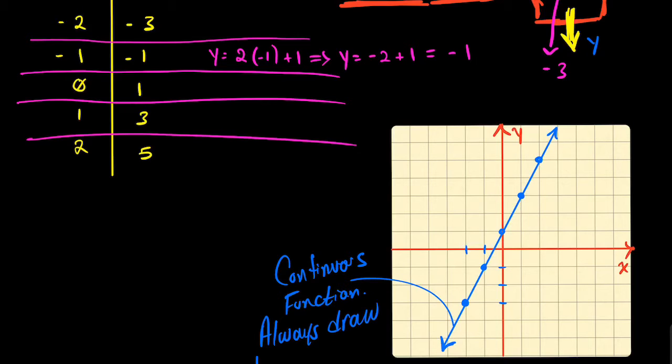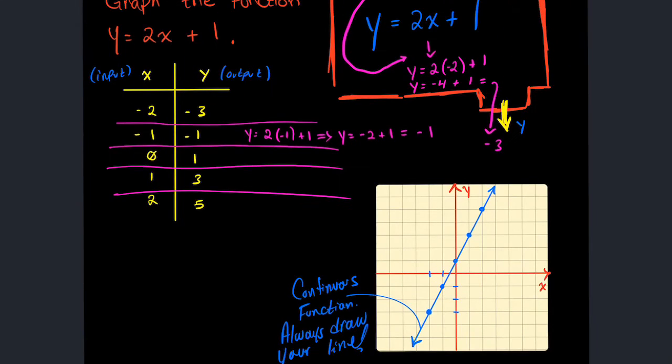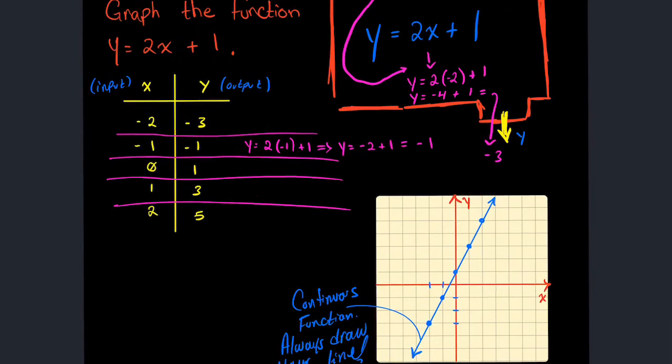Always draw your line. And so an example of the question I could give with this is graph this function and then tell me its domain and range. So that'd be in interval notation or in set notation, whatever you wanted to do there. So there's just one example of that.